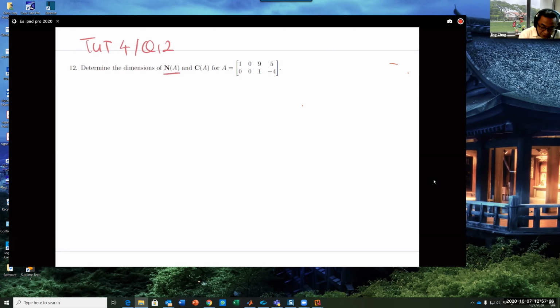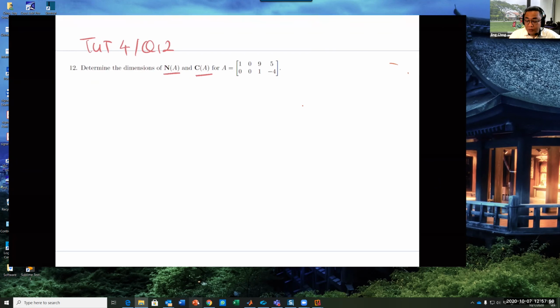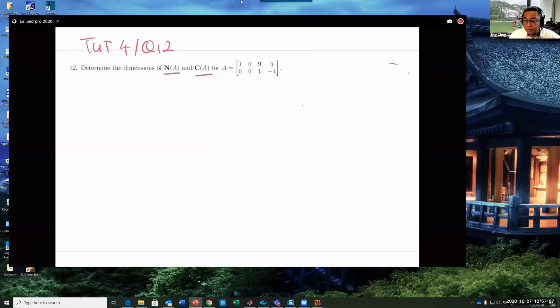Here, null space of A and column space of A. So in this kind of tutorials, we have a lot of mechanical workings for such problems. So I was looking around, and I'm going to share with you some of the things that might be useful.